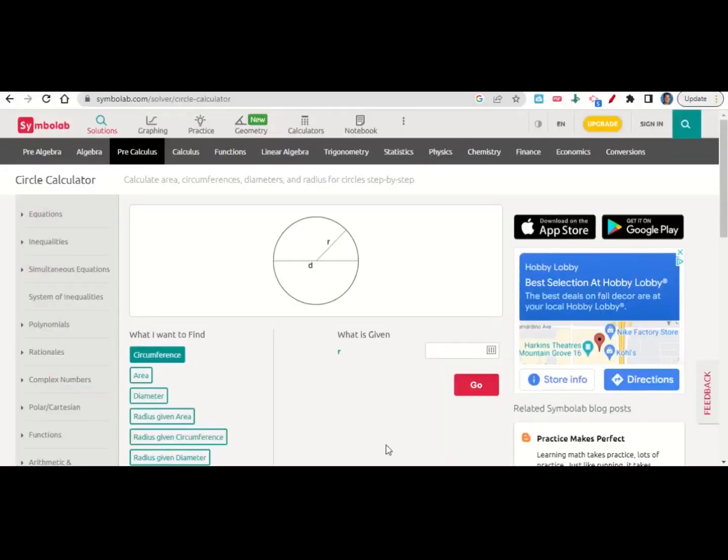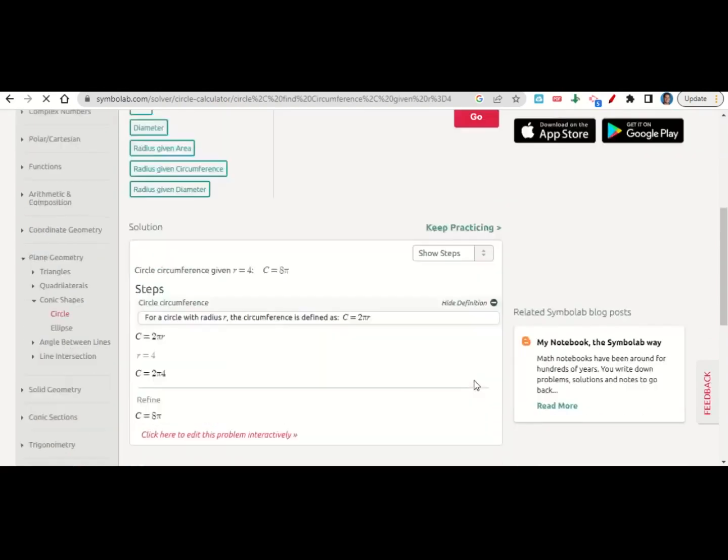Let's take a look now at how we can use Symbolab to check our work when finding the circumference of a circle. So we go to Symbolab and then go to the circle calculator, and then we're going to click on circumference. And all it needs to know is what is the radius. So let's say the radius of this circle is 4. We go ahead and put in 4 and then click go.